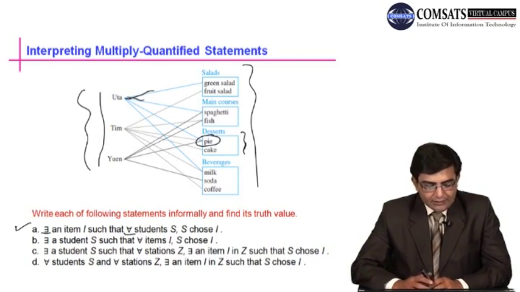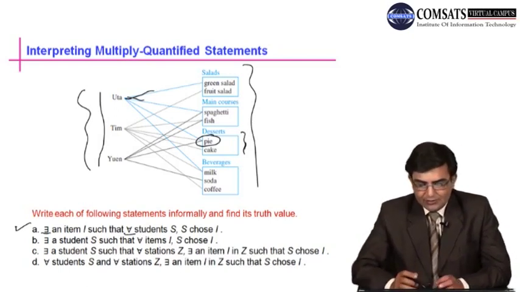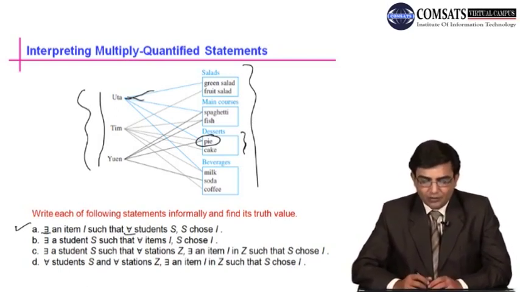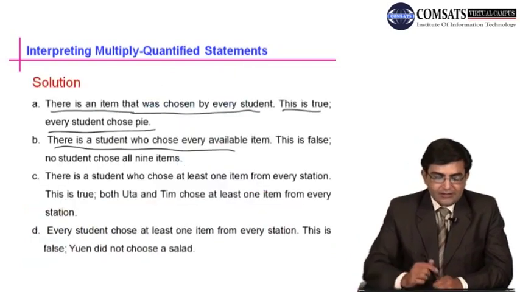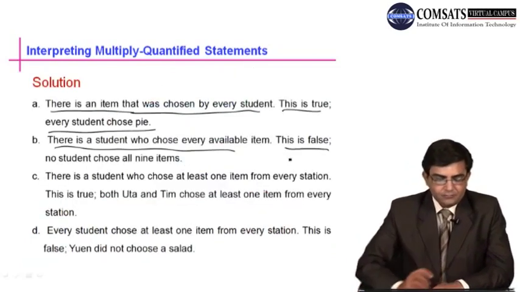So there is a student S such that for all items I, S chooses I. This statement is false because there is no student who selects all these items. So the second statement is false.